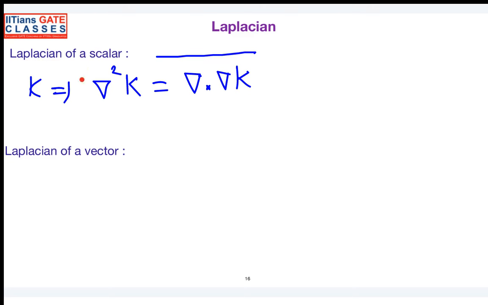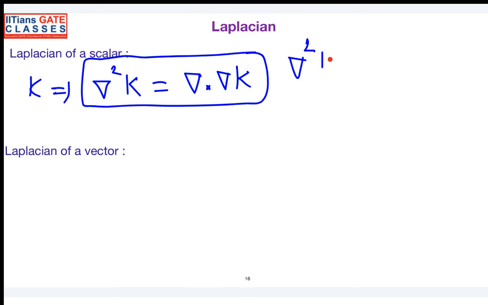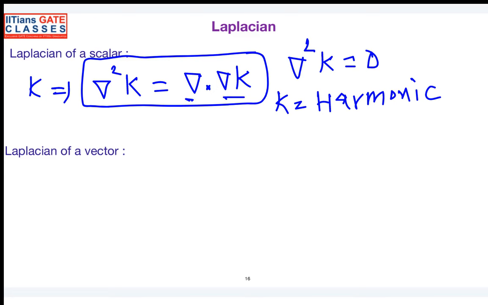In most of the questions, they give a scalar function and ask you to verify whether it is harmonic or not. For that, you need to find the Laplacian of the scalar. First you find the gradient of that scalar, which represents a vector. Whatever vector you get as an answer, apply the divergence once again. If the divergence of the gradient becomes 0, that function is said to be a harmonic function.